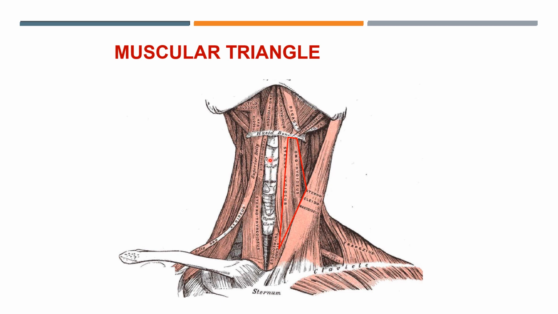of the larynx, and it contains also the thyroid gland and lymph nodes. All of these structures are found in the muscular triangle, which is the fourth and last triangle.